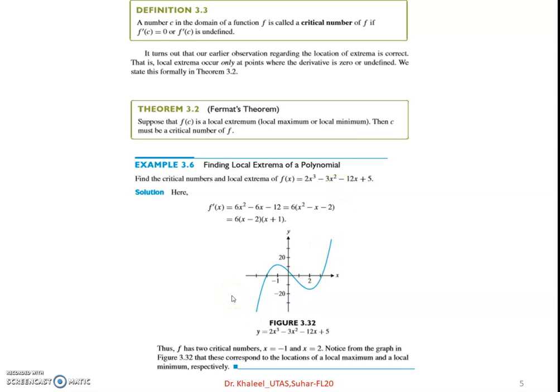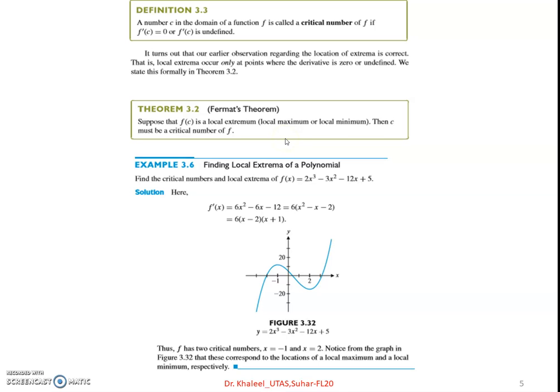And if you draw the graph of this, then you will see that the local maximum happens at x equal to -1, and the local minimum happens at x equal to 2. That means there is a connection between critical number and the local extremum.